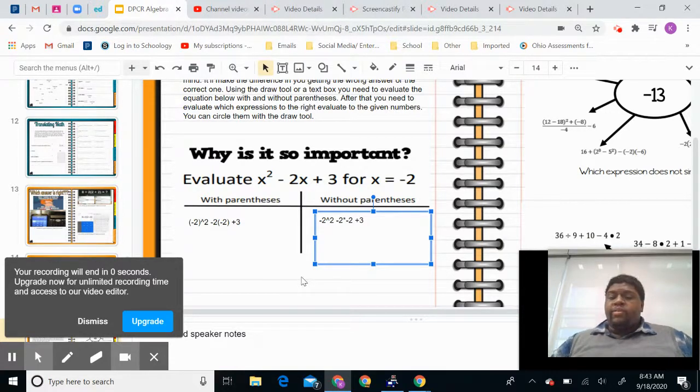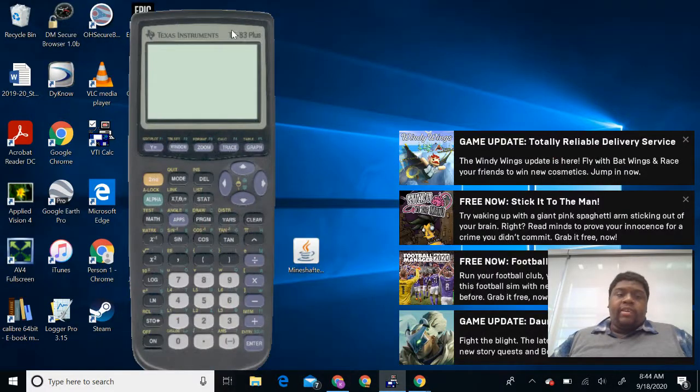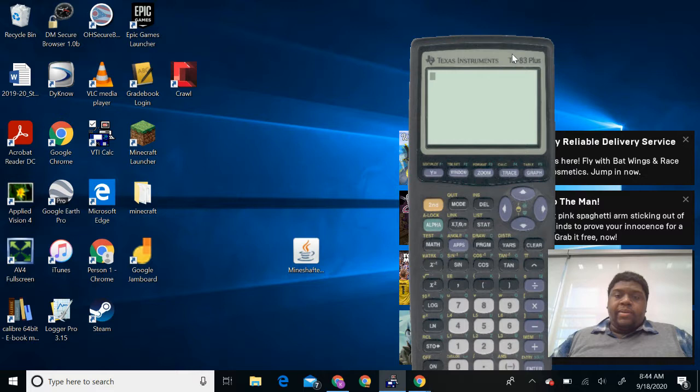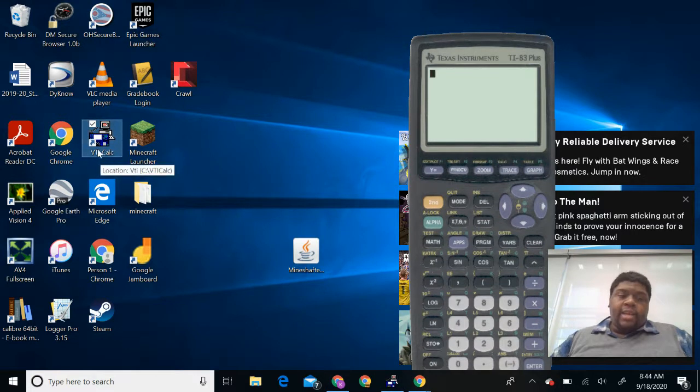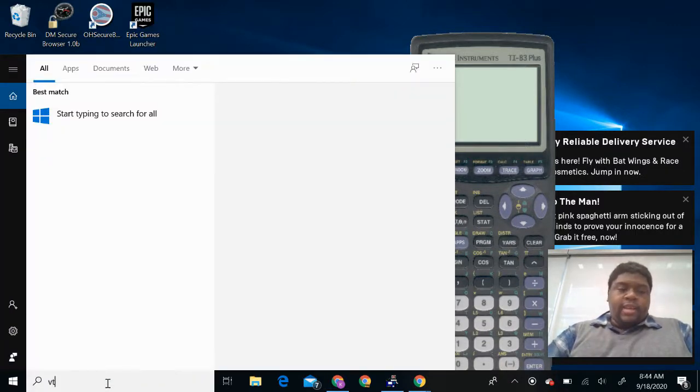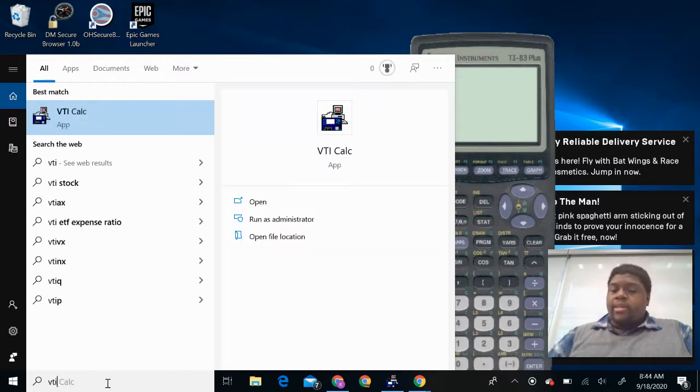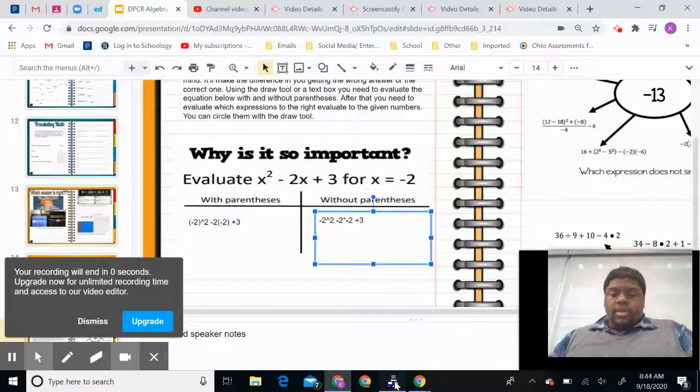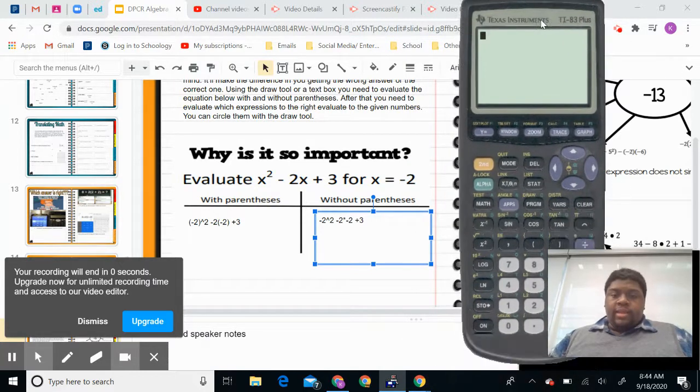So, when we left off in the first video, we were looking at these two expressions with and without parentheses. Now, when we use parentheses, that actually changes how the math works a little bit. So we're going to look at both of these with a calculator. On your computer, you should have a graphing calculator like I do here. This is on the VTI calculator app. You should be able to search that up. So VTI, and it should pop up just like that. So let's look at both of our expressions with that in mind.